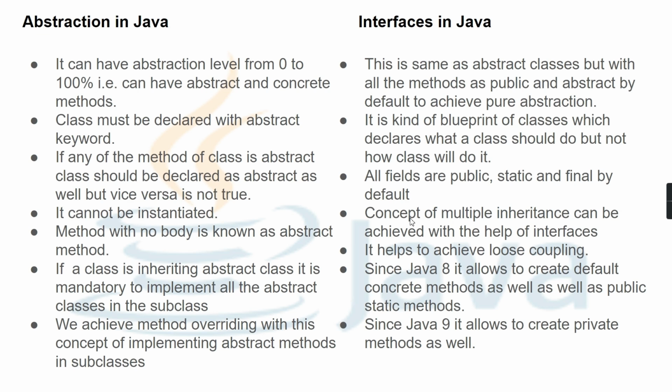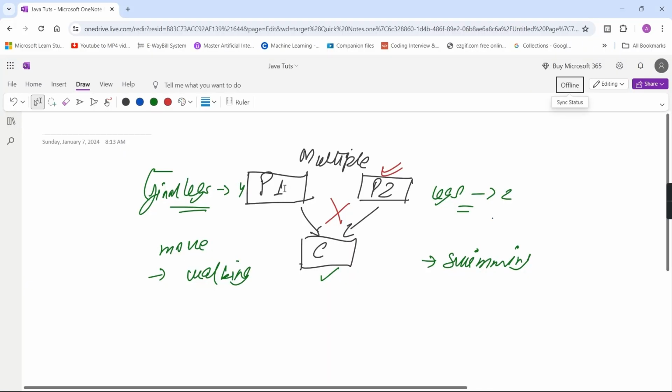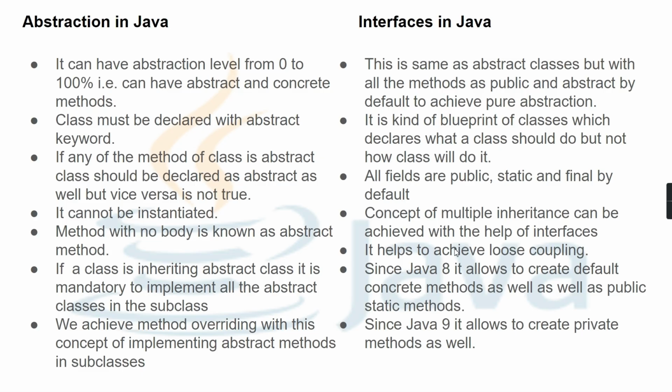The other thing is the concept of multiple inheritance. Suppose there are two parent classes and one child class. How will the child inherit those two classes? If both have the same method, which method should the child take? But in this case, because both interfaces have the same method with no body, the child has to implement its own version of that method. That is why the possibility of multiple inheritance is achieved with the help of interfaces.